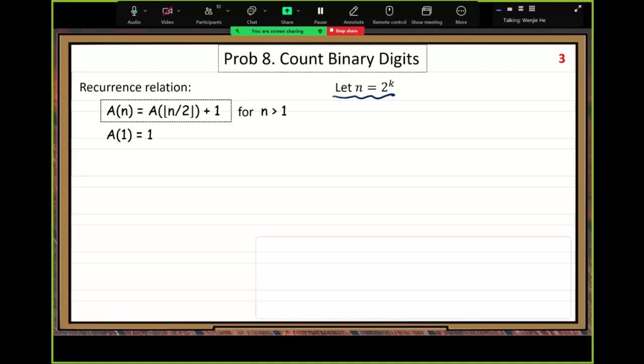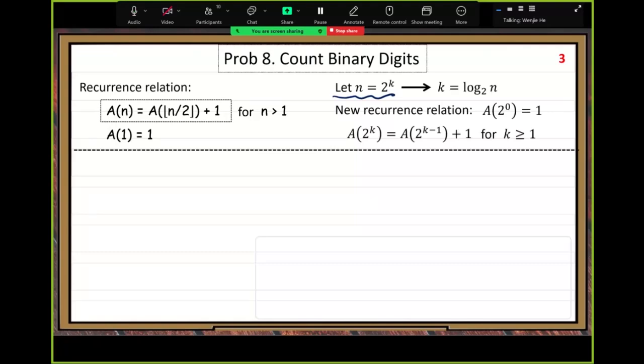We take n is a power of 2, because we don't want to deal with the floor functions. So n is a power of 2, all floor functions disappear. All right. So k, we can represent it as log base 2 of n. The relationship between k and n. Now let's write our new recurrence relation, but this time we can use n equals 2 to the k.